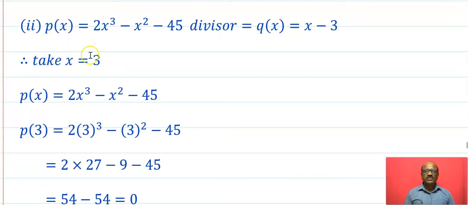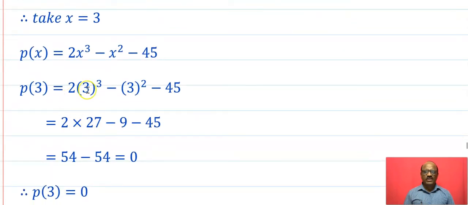Now next, p of x is equal to 2x cube minus x square minus 45. The divisor, that is q of x, is equal to x minus 3. Take x equal to 3. p of x is equal to 2x cube minus x square minus 45. Replace x by 3. That is 2 into 3 cube minus 3 square minus 45.